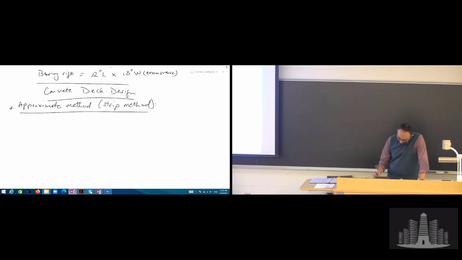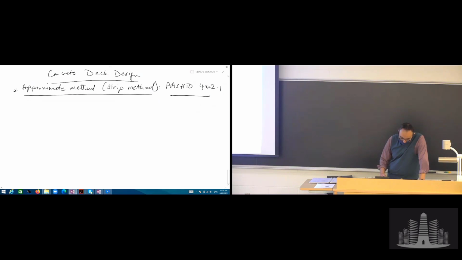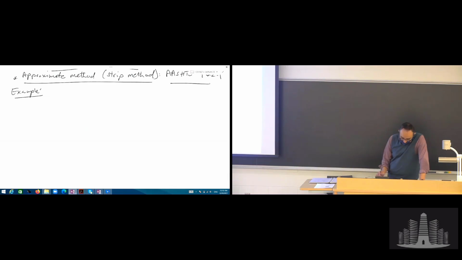And you can find this in AASHTO 4.6.2.1. So let's just take an example. Again, as I said, I'm not gonna solve the whole thing because it's kind of lengthy, but I wanna use it to just give you some practical perspective of our discussion here, what we're gonna be talking about.